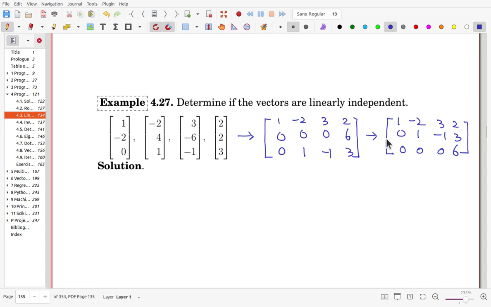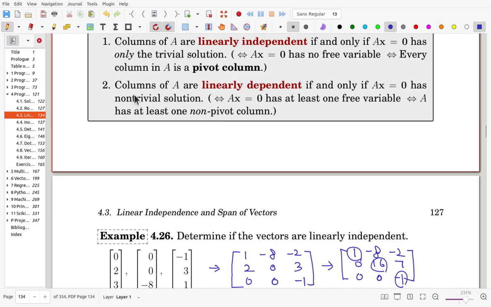Okay, this is an echelon form, and if you reach an echelon form, then you can decide the pivot positions. Here we have pivot, pivot, pivot. Okay, this third column is a non-pivot column. So if there is a non-pivot column, then these vectors are not linearly independent. So it is linearly dependent, right? So we learned it from here.